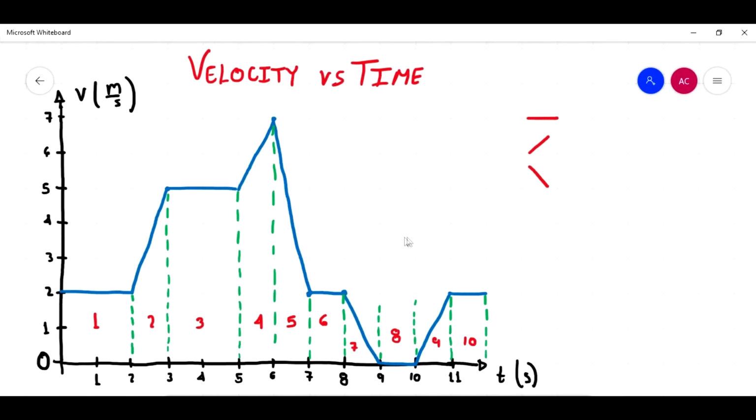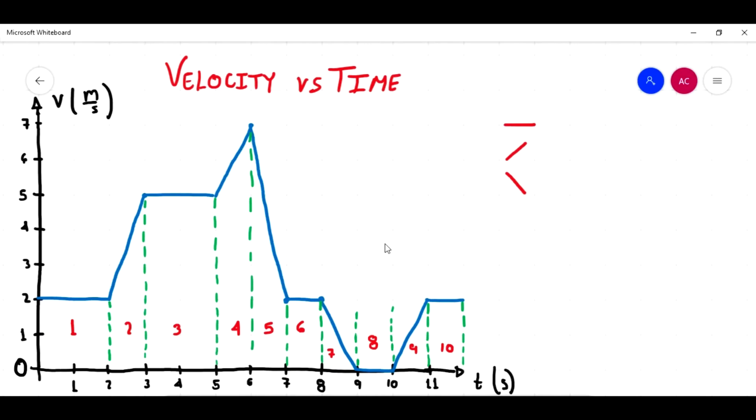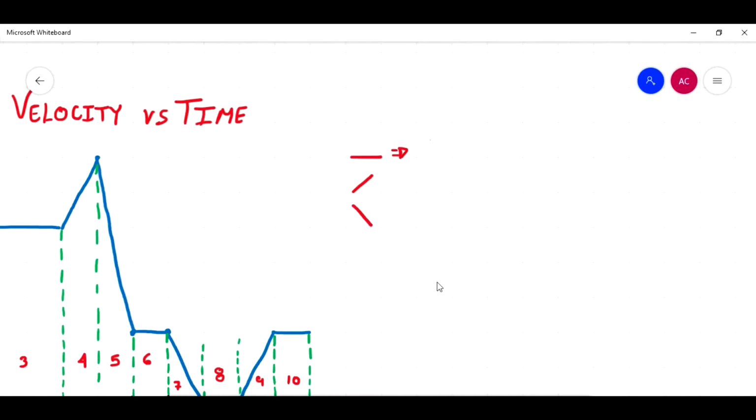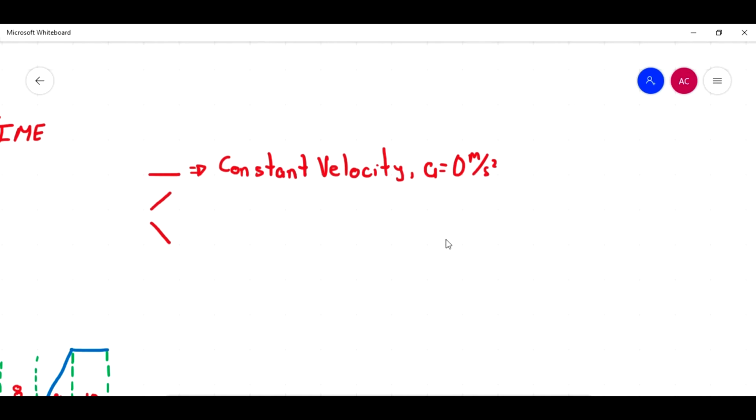Let's see the definitions of what it means to have a horizontal line. To have a horizontal line means constant velocity. That means that the velocity is not going to change, so the acceleration equals 0 meters per second squared. And that means that I'm going to have ULM, that is uniform linear motion. That means it is uniform, it's not going to change.